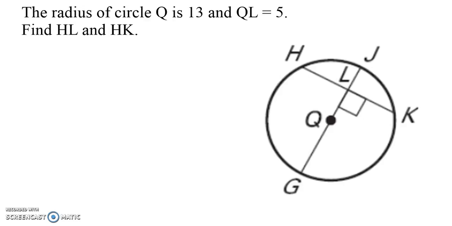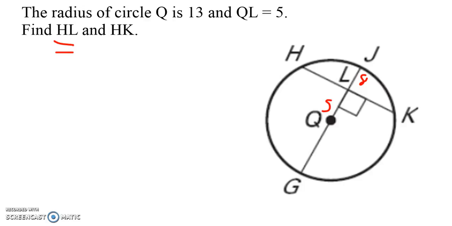So let's look at what I really want. I tell you it's 13. I tell you QL is 5, so I do know this is 5. I would know this piece down here is 8. Might not be drawn to scale. And I want the length of HL and HK. Obviously, once I figure out HL, then HK is just double HL.